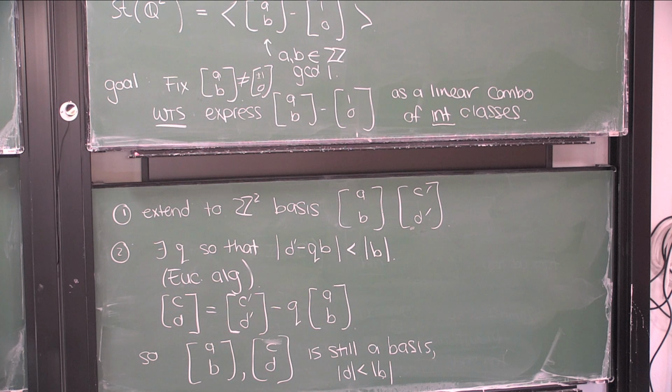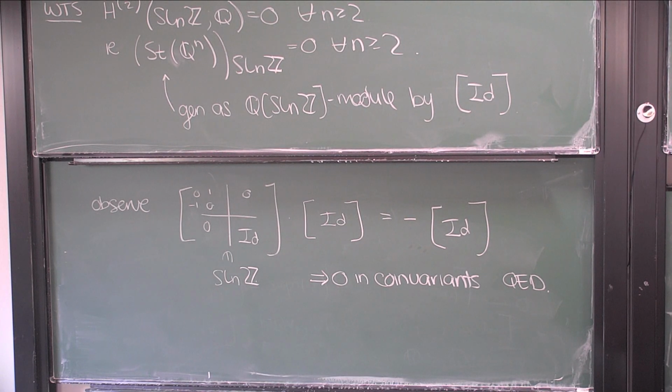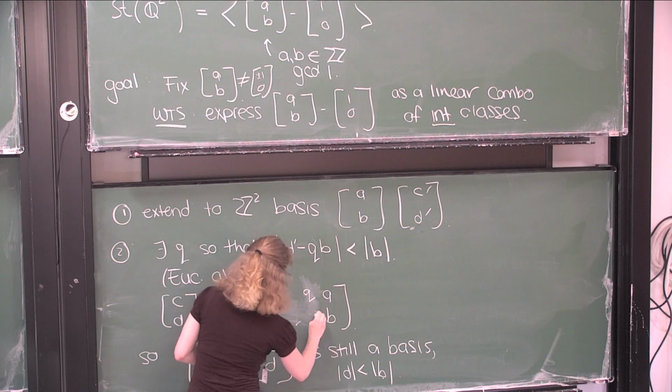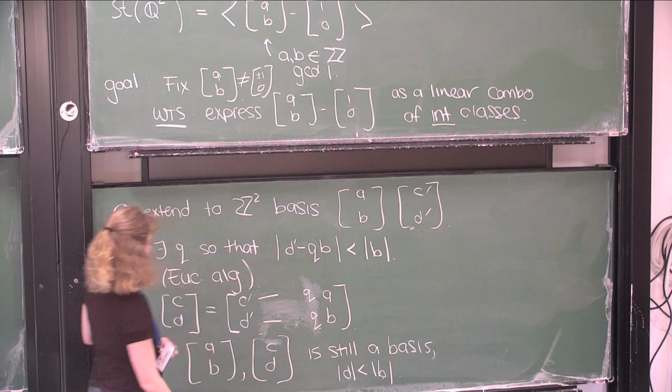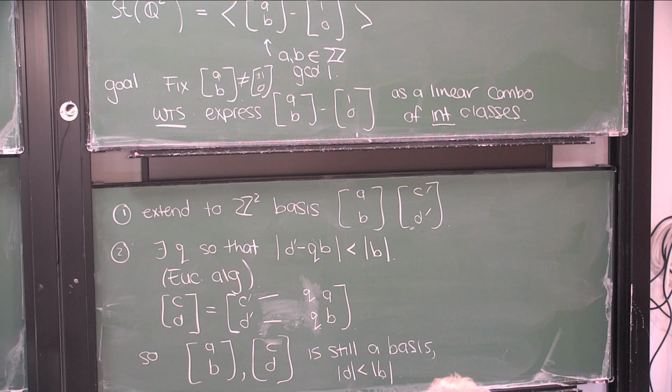So maybe it would be good to have different notation for subtraction of vectors and the Steinberg classes. Oh, that's a very good point. Yeah, I'm sorry. So let me just, yeah, that's an excellent point. I'll just write this way. Yeah, thank you. Sorry. Important distinction.